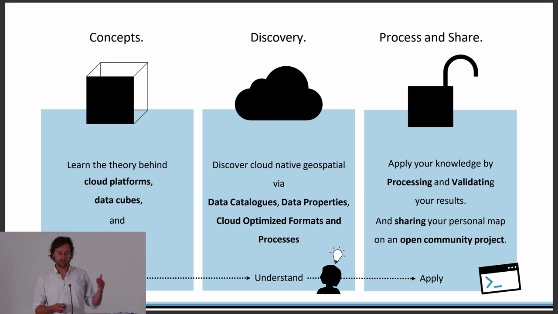The same is true for data cubes, and why do we need this? Why can't I just work with files? What is a virtual data cube? What is a dimension of a data cube? What are labels, and so on? And then the same is true for open science. Why is this important? How can I actually do open science? What are the paths that I can take to make my data open? What are DOIs? How do I create them, and so on? So this is the first step. Once we speak the same language and are all on the same page, we're going to the second chapter, that is discovery.